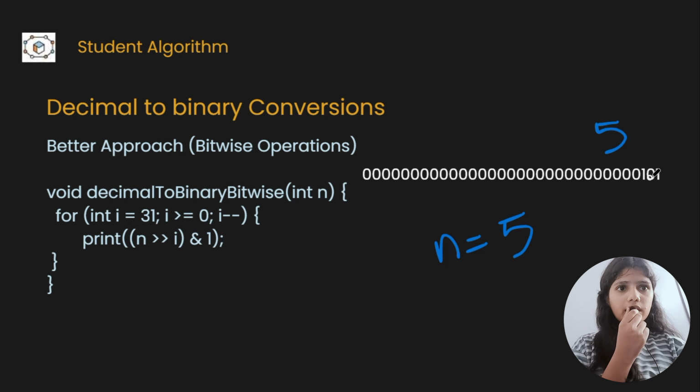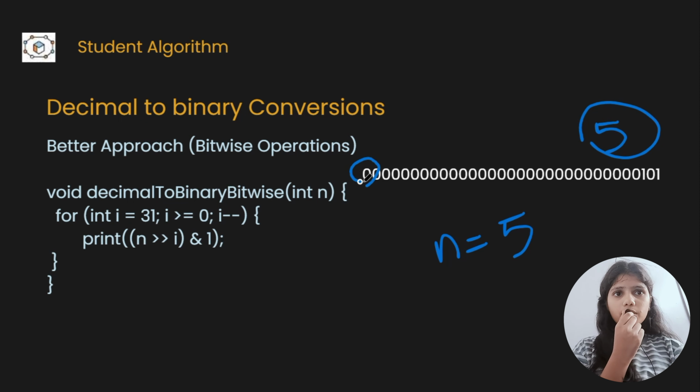So basically here I have 5. So 0 1 2 3 4 5 6 7 8 9 10 and so on. I will have here 31, right? So for this 31, what I'm doing is shifting n. So this is n, right? I'm shifting n how many times? 31 times first, and I'm comparing with AND 1.